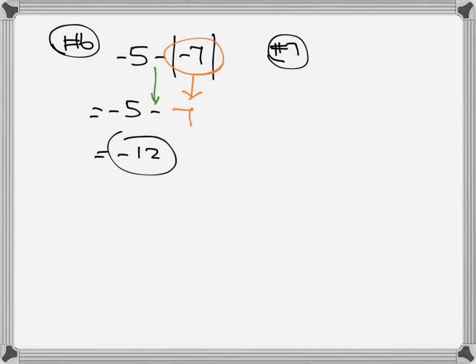Okay, let's look at number 7. Number 7, here we have 0 over negative 8. So my answer is equal to 0. Okay, it's not undefined or negative 0. Your answer is just equal to 0. Okay, just 0. That's it. Okay, let's look at number 8.